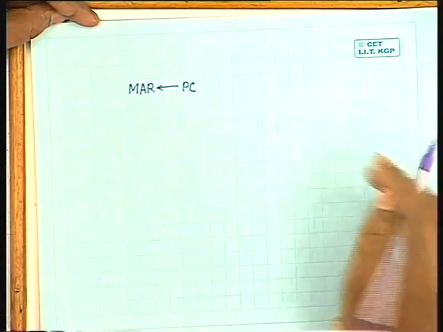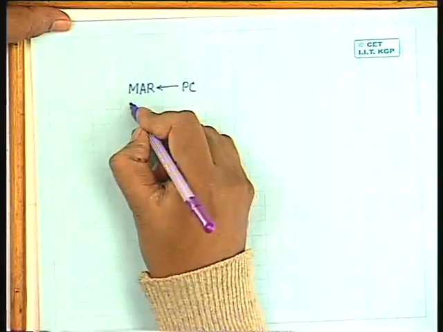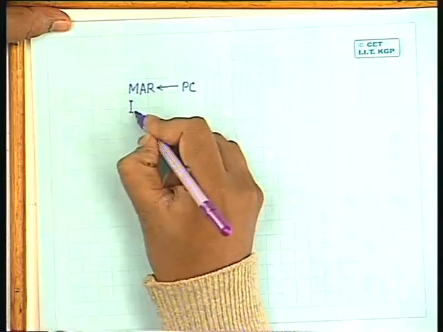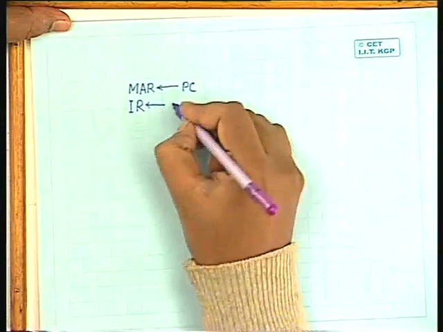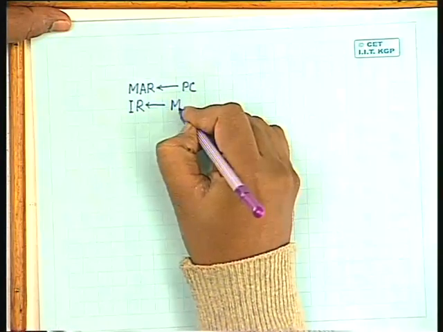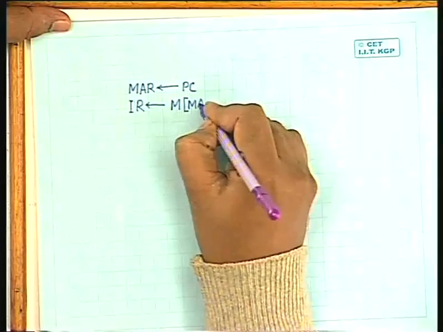Okay. Once the content of the program counter goes to the memory address register, that particular location in the memory has to be read, and whatever you read from that address has to be put into the instruction register. So the next operation is: instruction register gets the value from memory whose address comes from the memory address register.